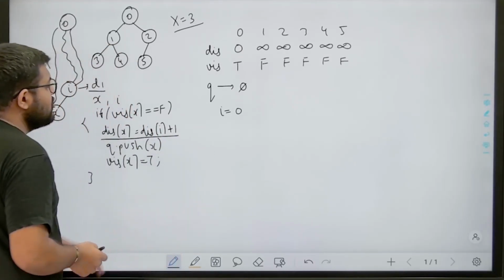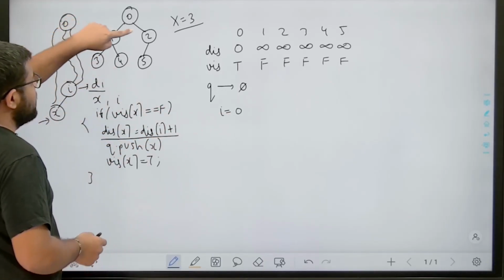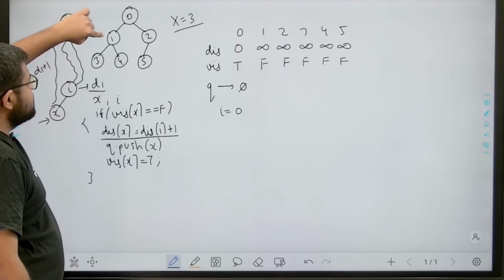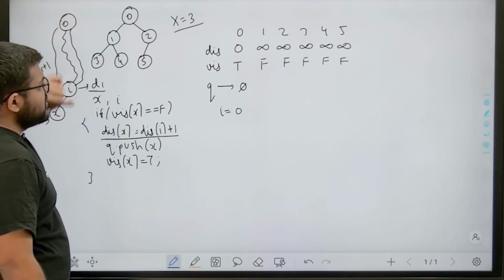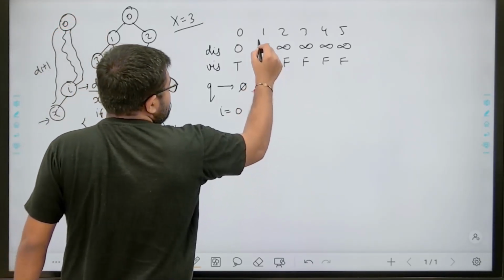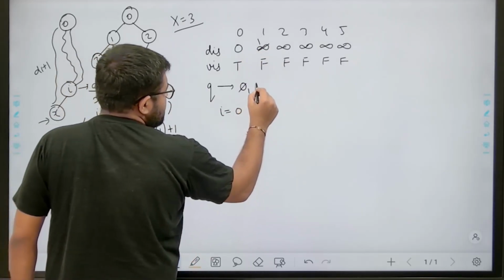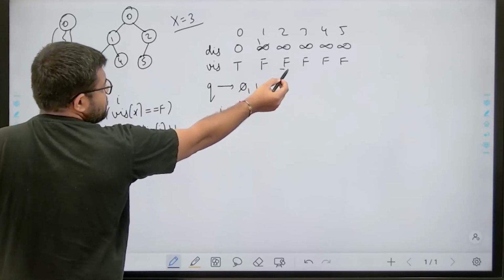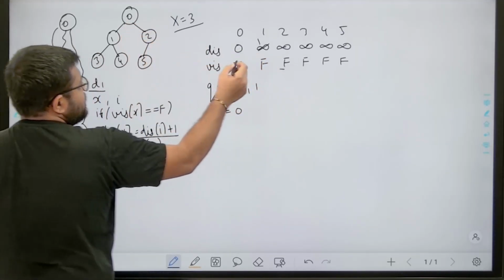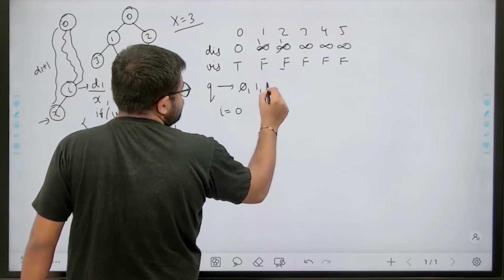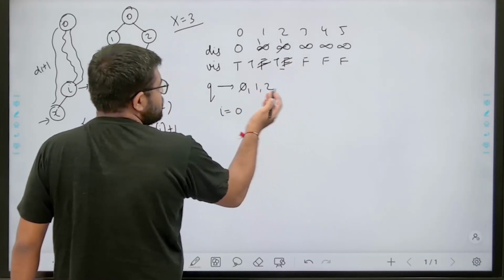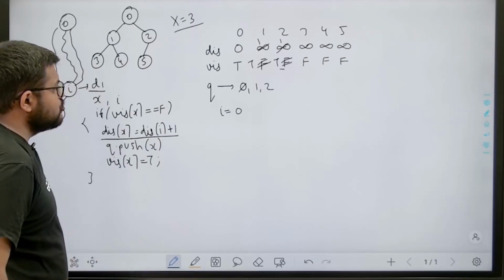So here what I'll do: what are the adjacent nodes of 0? 1 and 2, and both are not visited. So I can say distance of 1 equal to distance of 0 plus 1, that is nothing but 1, and I'll push 1 inside the queue. And I can also say distance of 2, because it is also not visited, is equal to distance of 0 plus 1, that is 1, and I'll push 2 also inside the queue and mark this as true, because whenever I push an element inside the queue, I'll mark it as true, right?